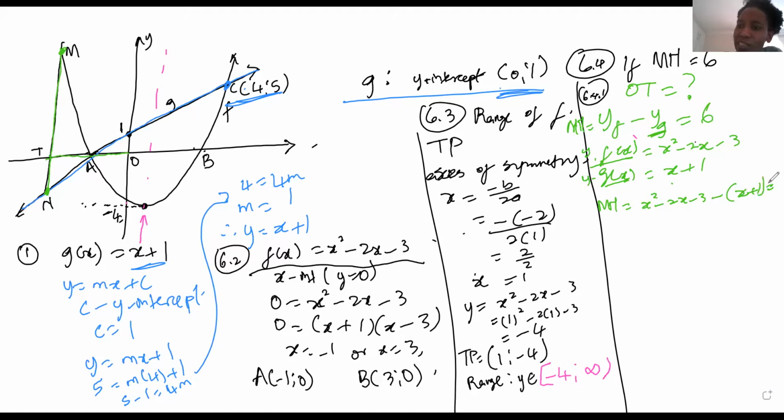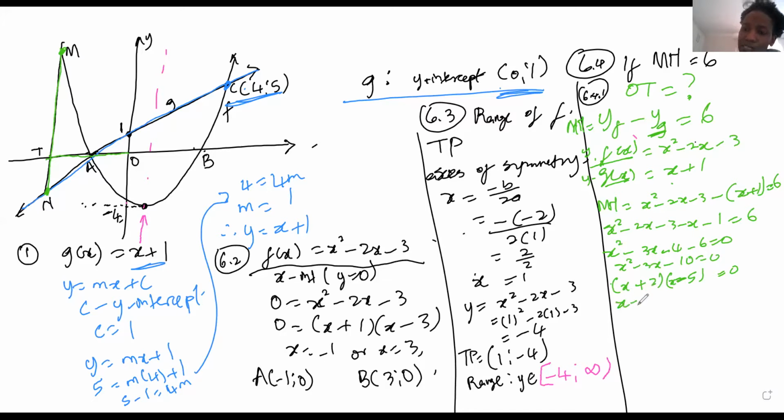But they gave us this value is 6. So x squared minus 2x minus 3 minus x minus 1 is going to give us 6. So we need to solve the x value here. x squared minus 3x minus 4 minus 6 is 0. x squared minus 3x minus 10 is 0. So we factorize here, 5 and 2, minus and plus. So that means x is minus 2 or x is 5.